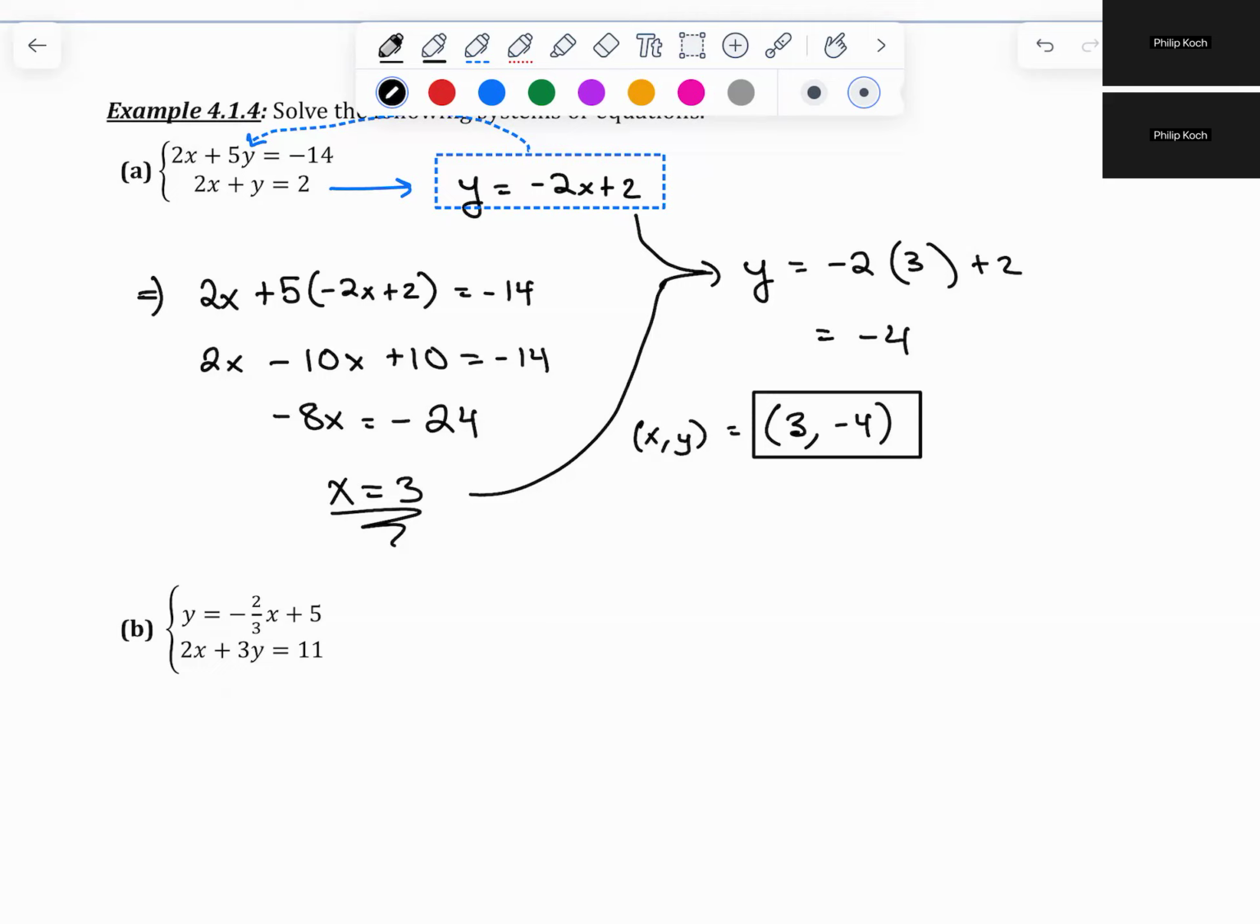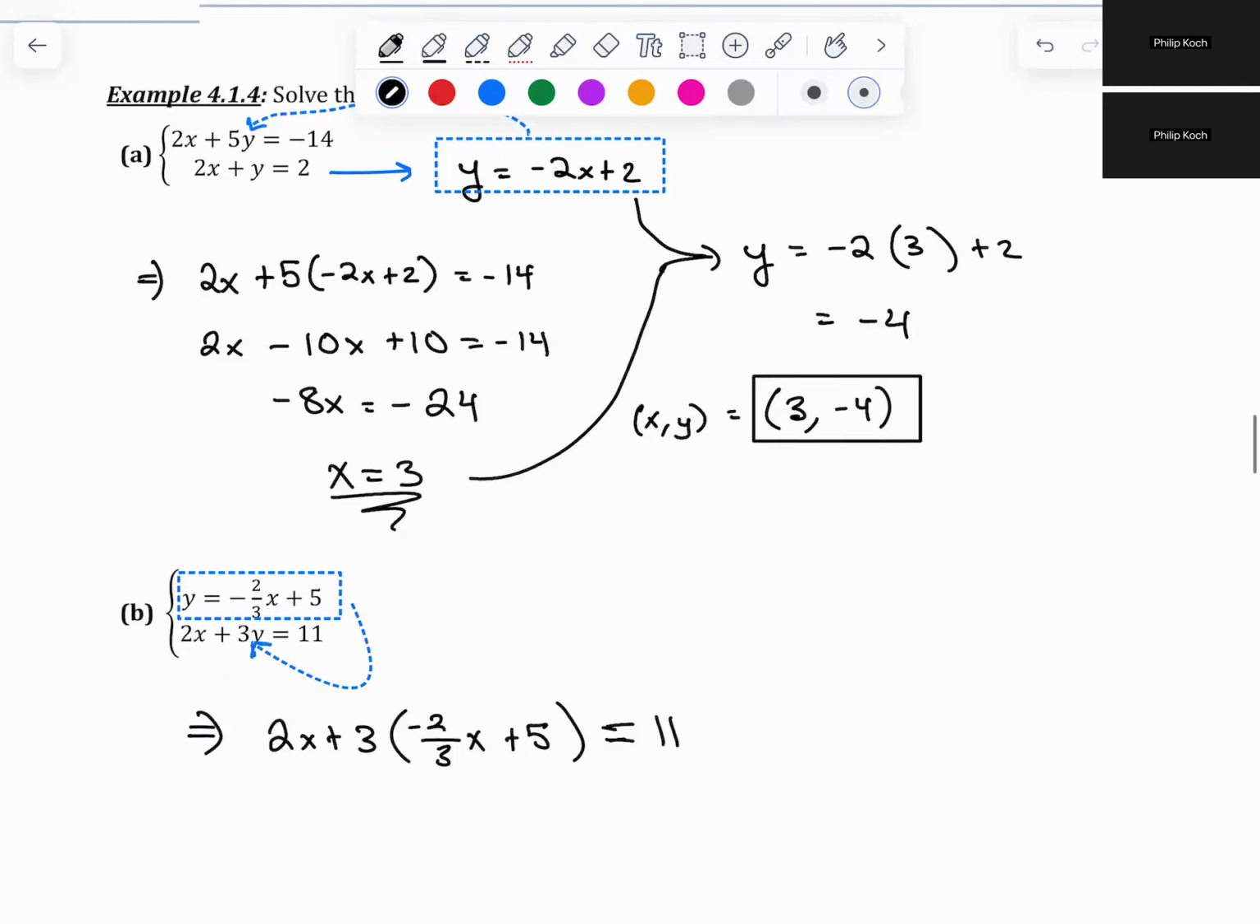So this one, part B, nice and neat for us. One of the variables is already solved in terms of the other. So it's going to be a very quick problem, at least so we think. Yes, it has fractions. Yes, those aren't the best things ever, but it's not too terrible. All we need to do now is plug this in for y. So we end up with 2x plus 3 times y, which is going to be negative 2/3 x plus 5 equals 11. I'm replacing y with what it is in terms of x. And we're going to luck out here with the fact that the 3 is going to go into the negative 2/3 and cancel it.